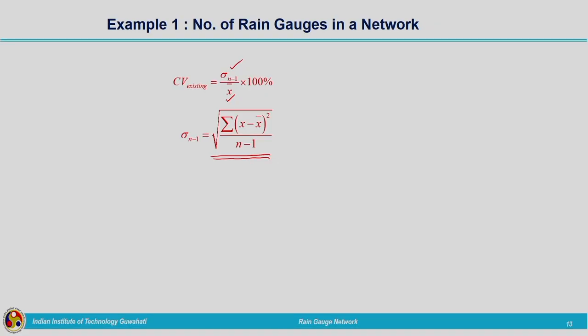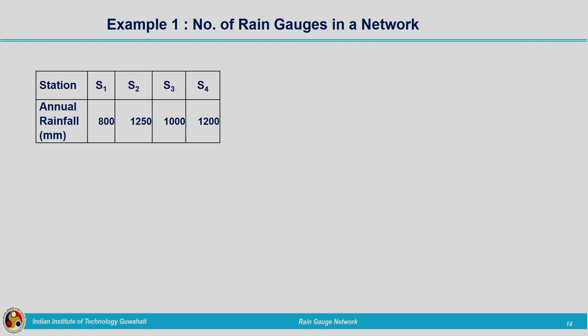From the table itself, it is clear that we have 4 rain gauge stations. So the data corresponding to the 4 rain gauge stations is the sample, which is drawn from a large number of data, or from the population. So we can make use of the statistics corresponding to the given data. X bar is given by P1 plus P2 plus up to Pn divided by N. These are the data given to us. From the 4 rain gauge stations, we have the annual rainfall data in millimeters.